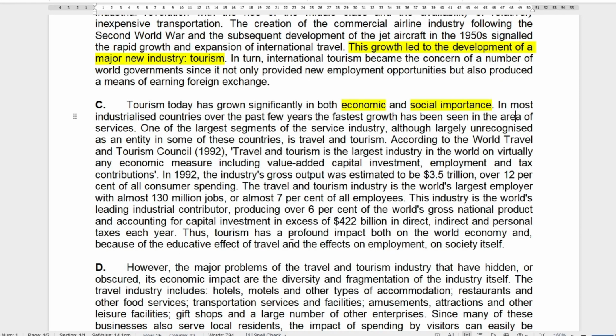Thus, tourism has a profound impact. So there we go. Therefore, tourism has a deep influence both on the world economy and, because of an educative effect of travel and the effects of unemployment, on society itself.